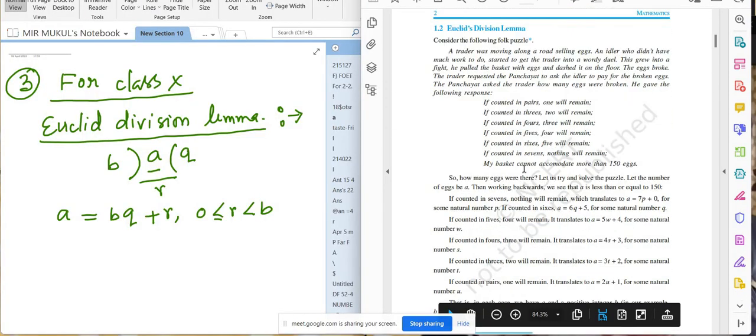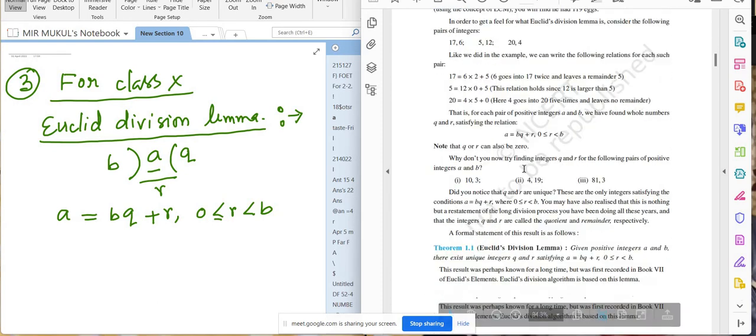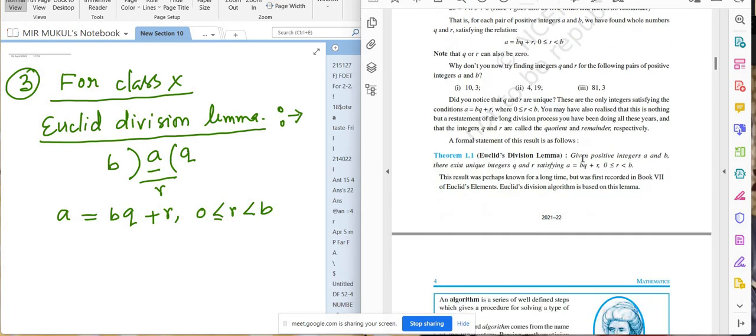So our first concept will be Euclid division lemma. Write down this concept. Given positive integers a and b, there exist unique integers q and r satisfying a equals bq plus r, and this is called Euclid division lemma. So write down these portions. Only class 10th will write these portions.